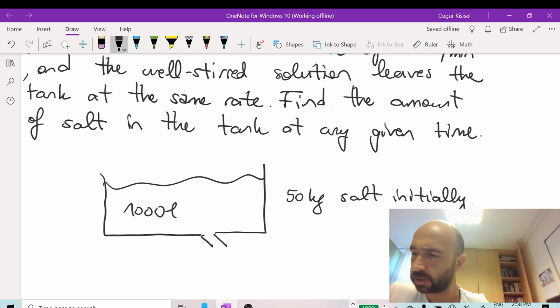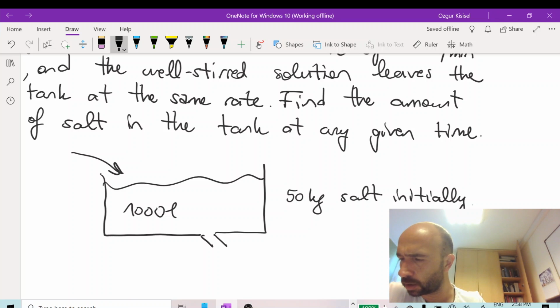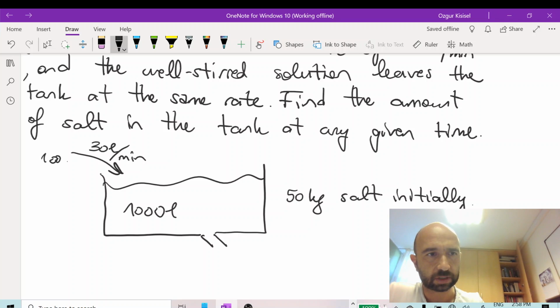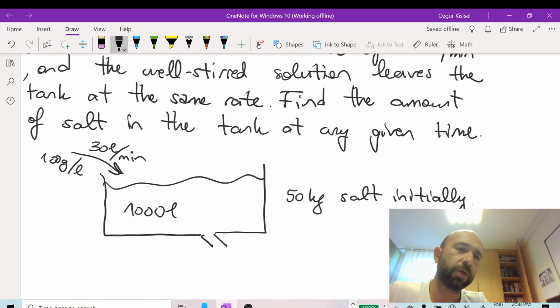What else are we given? We have some incoming solution. Well, the flow rate is 30 liters per minute. That's the fluid. And how dense it is, how much salt do you have? It's 100 grams per liter, right? So these are two different quantities. One is the amount of salt per liter. The other is how fast it goes in, 30 liters per minute.